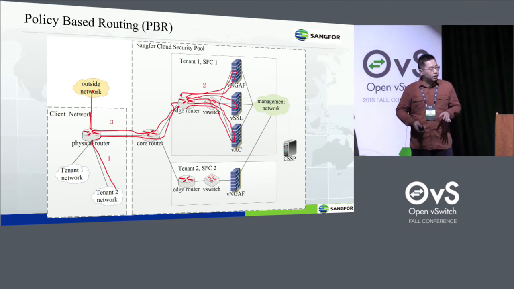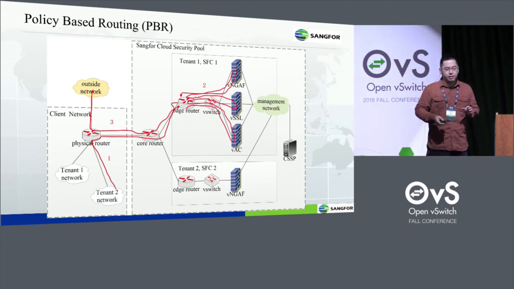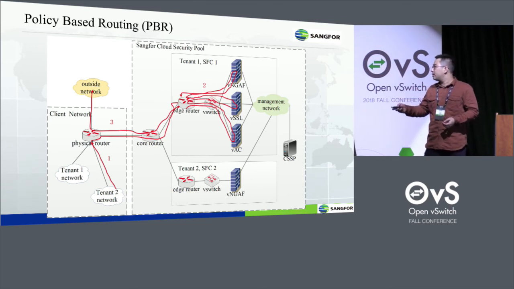So here I will introduce policy-based routing. It is the original solution of the CSP to steer traffic. Okay, then let's see the picture again. The traffic is generated from the Tenant2 network. The traffic comes to the physical router. The physical router uses PBR to steer the traffic to the CSP.